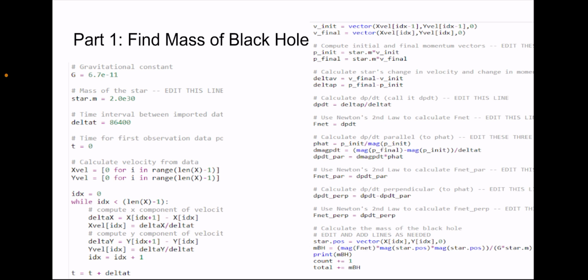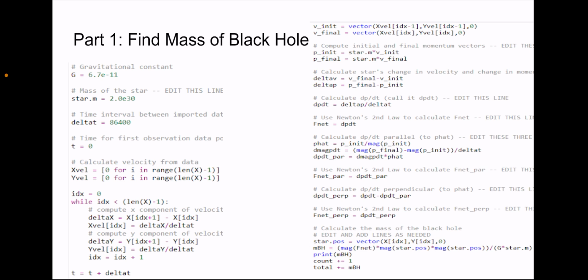And now we want to calculate the dp dt perpendicular. It's really simple. All we do is subtract the dp dt parallel from the dp dt to get the dp dt perpendicular, and F net perpendicular is equal to the dp dt perpendicular. And to find the mass of the black hole, I used the gravitational force formula, which is the gravitational constant times the mass of the black hole times the mass of the star divided by the position of the star squared. Doing that, I did algebra and isolated the mass of the black hole, and that's the formula I came up with at the bottom.